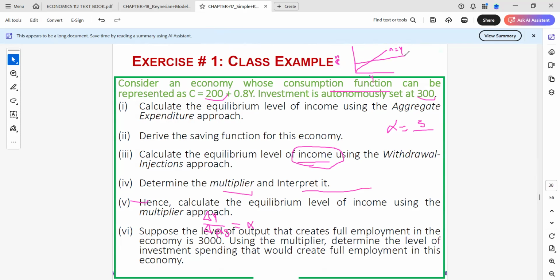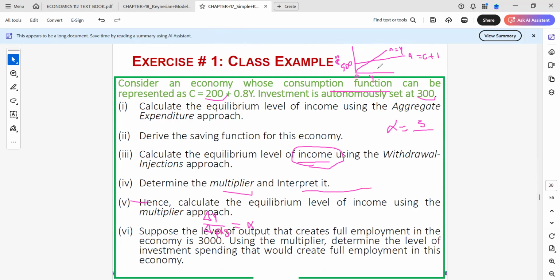Then we have this aggregate expenditure curve, which consists of C for consumption plus I. Remember, in this chapter we're looking at the two-sector model, so this is just going to consist of C plus I. When income is zero, your graph starts here because of the autonomous consumption and autonomous investment. If you add them, 300 plus 200, you get 500. So the graph starts here at 500.